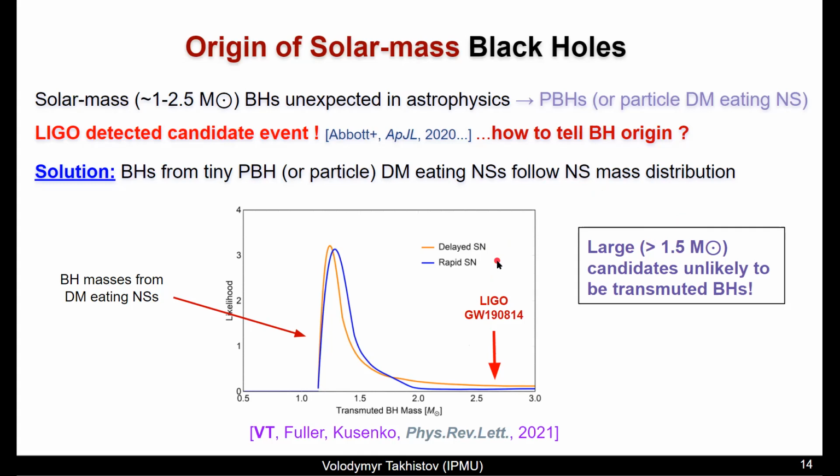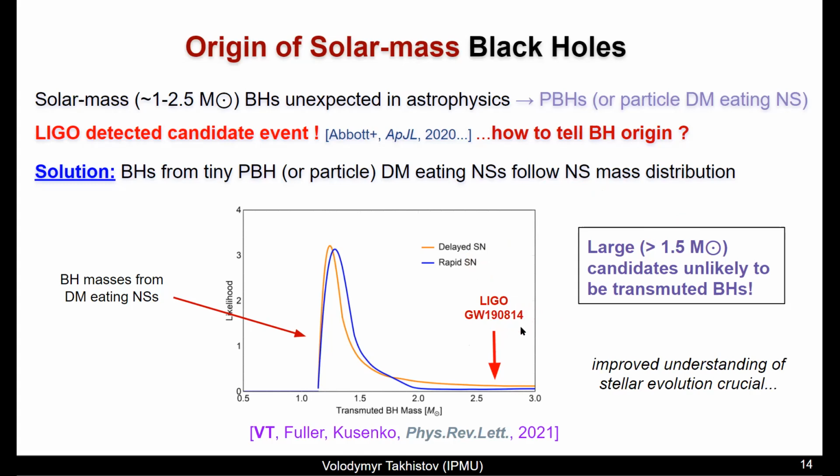that large solar mass black holes are very unlikely to come from either small PBH or particle dark matter eating neutron stars. And of course, this also suggests that further understanding of stellar evolution, in particular, where's the mass gap and things like this, is very important. So more work is to be done.